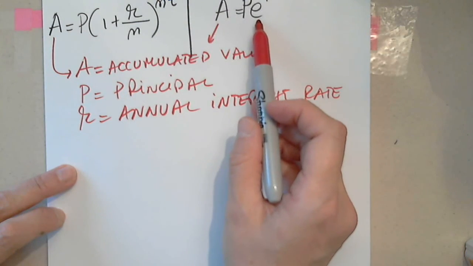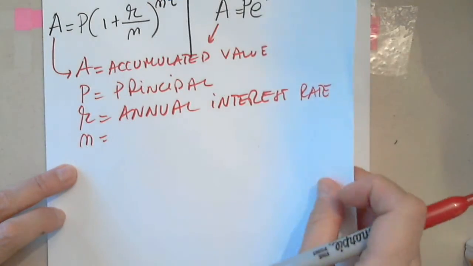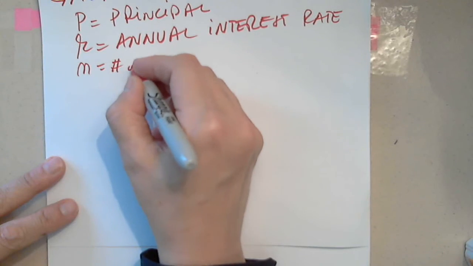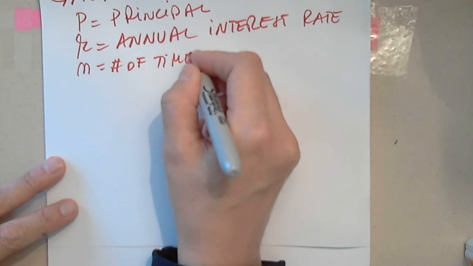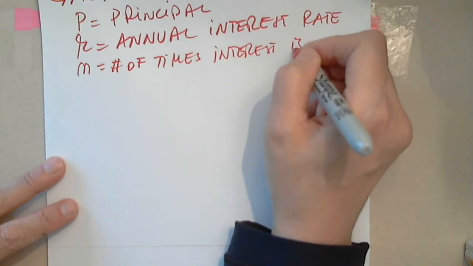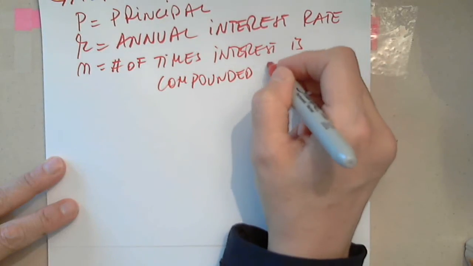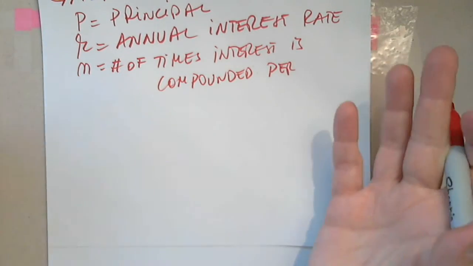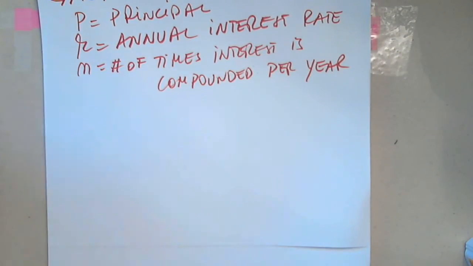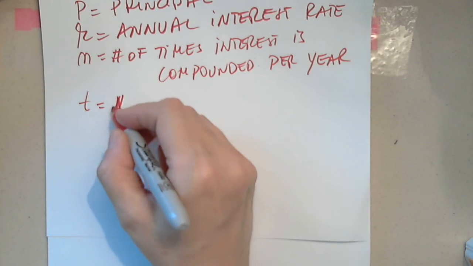N, which does not exist here, is the number of times interest is compounded per year. Compounded means recalculated. T is the number of years.